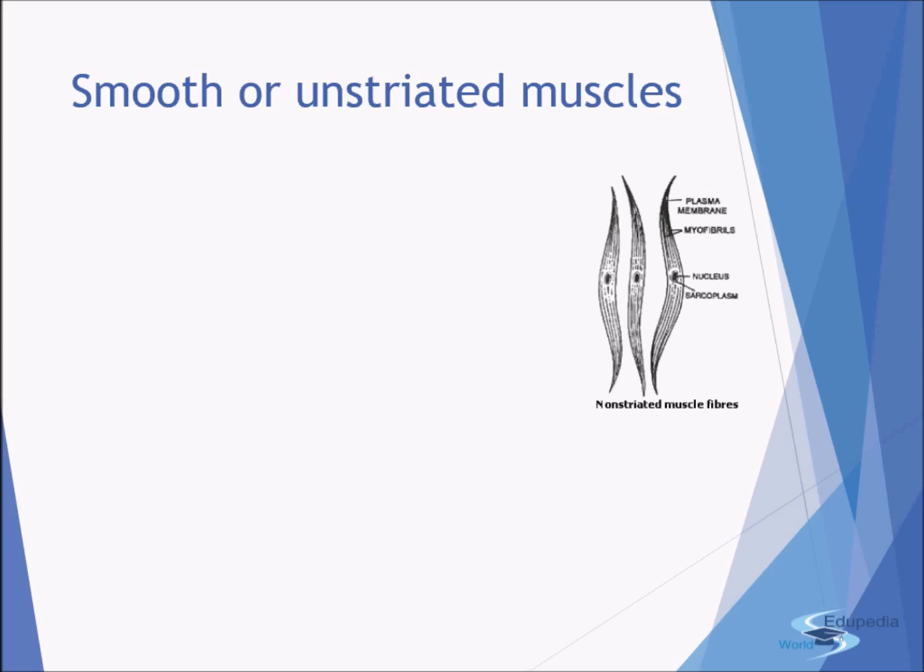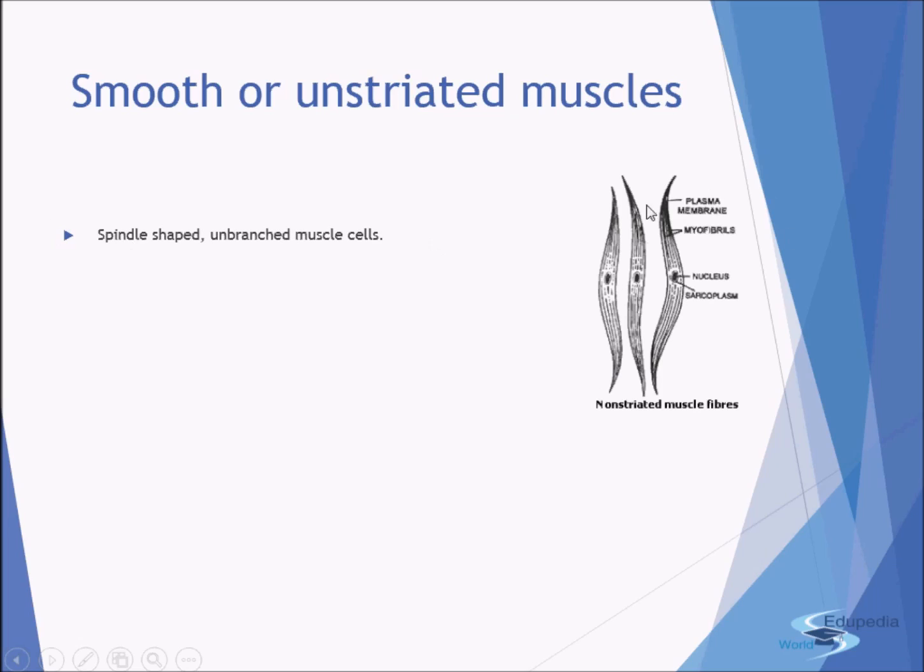Now next comes the non-striated muscle fibers. This type of muscle fiber is also known as the smooth or the unstriated. Smooth because you cannot see the dark and light bands. Also they are known as the involuntary muscles, because they are not under our will.